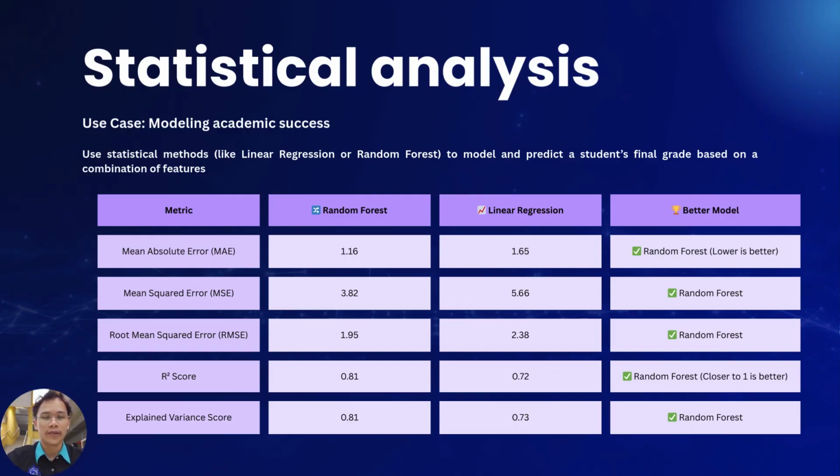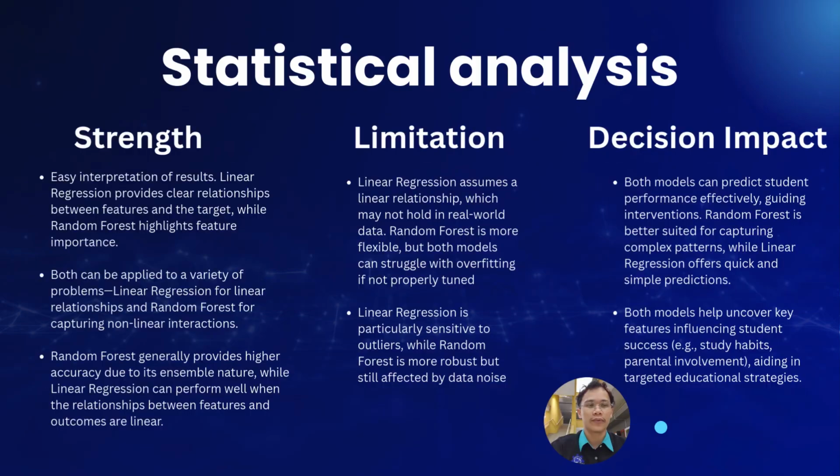A strength of this approach is its ability to highlight the most important factors influencing student success, such as study time, parental control, and previous grade. However, limitations include sensitivity to outliers in linear regression and the risk of overfitting in random forest if it is not tuned properly. The real-world impact is significant. This model can guide early intervention, support academic planning, and help schools make data-driven decisions tailored to individual student needs.